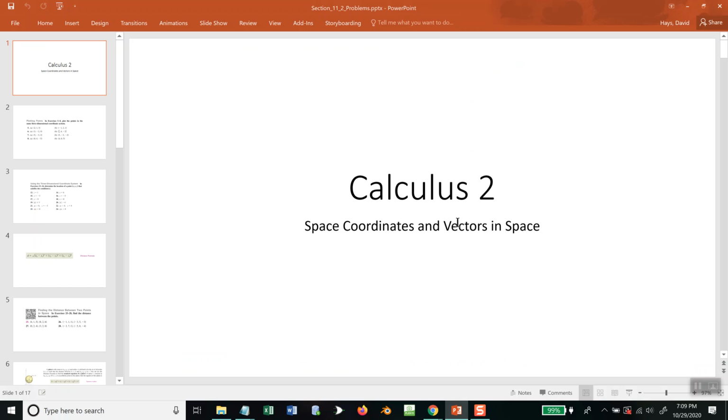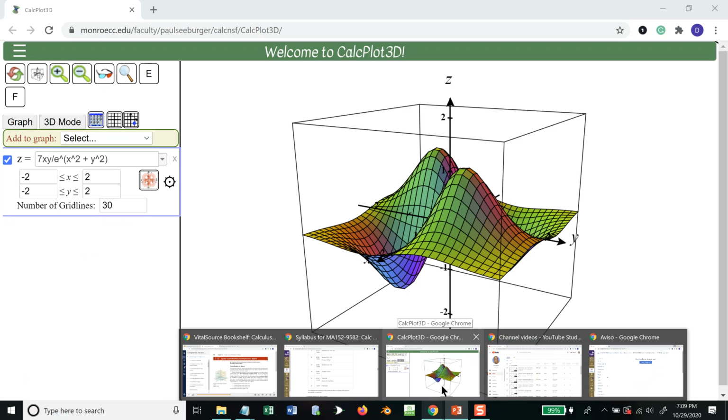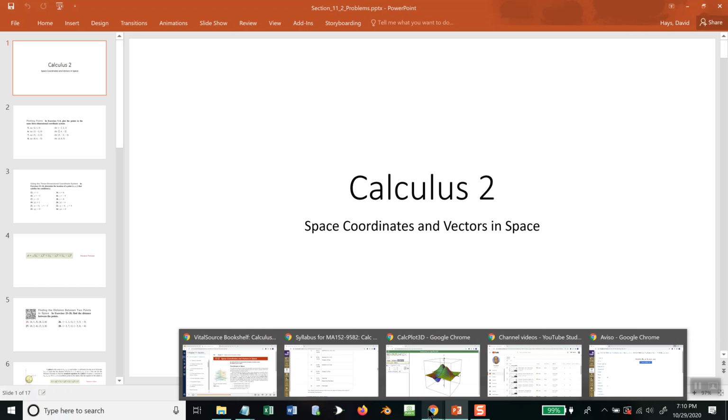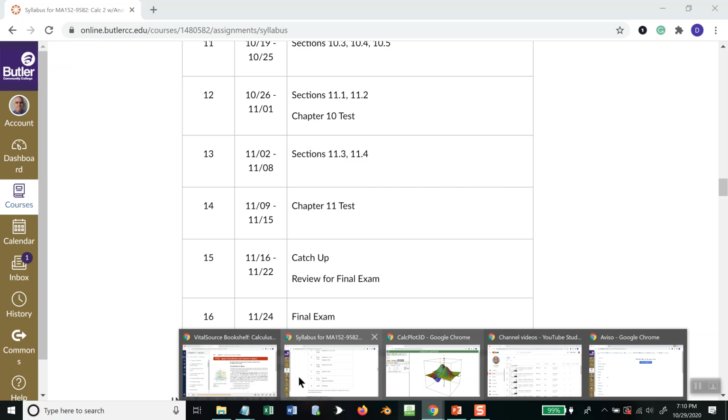So section 11.2, space coordinates and vectors in space. Where did we leave off? We finished 11.1. I know, but what was the last topic? I don't remember. Looking right at it, there it is.